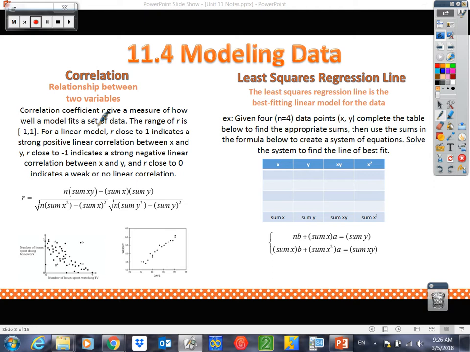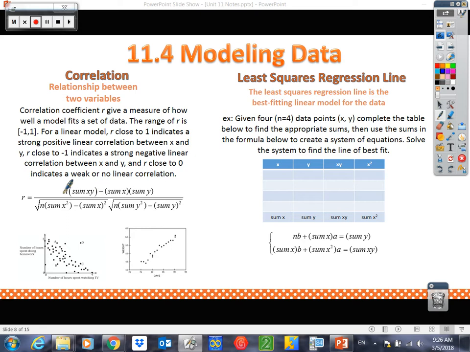The correlation coefficient R gives a measure of how well the model fits a set of data. And the range for R is -1 to 1. We are just going to be working with linear, not quadratic or anything else. For the linear model, R being close to +1 indicates a strong positive linear correlation between x and y. R being close to -1 indicates a strong negative linear correlation between x and y. And if R is close to 0, that indicates either a weak or really no correlation whatsoever.